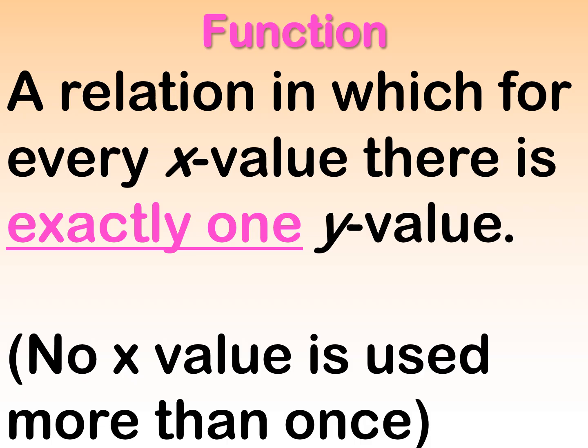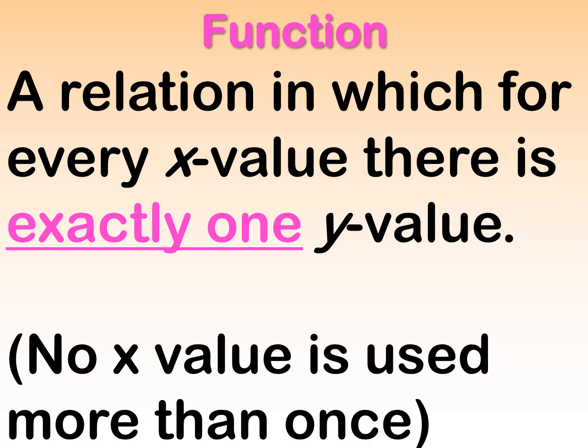A function is a very specific type of relation. It is a relation in which for every x value, there is exactly one y value. So no x value is used more than once. So go back and think about the vending machines. The first one, remember, all of the items had different prices. The second one, some of the items had the same price.